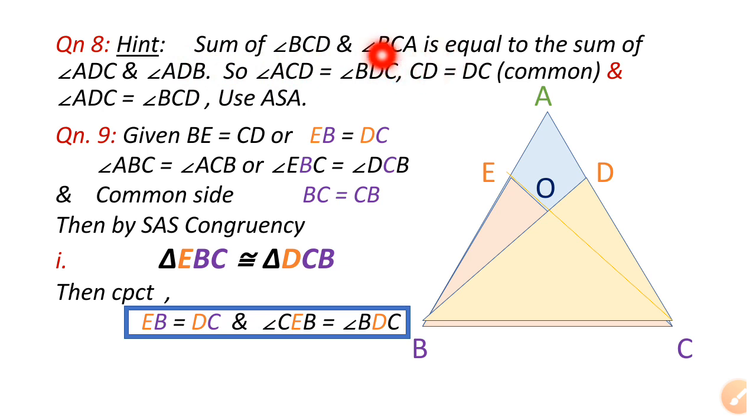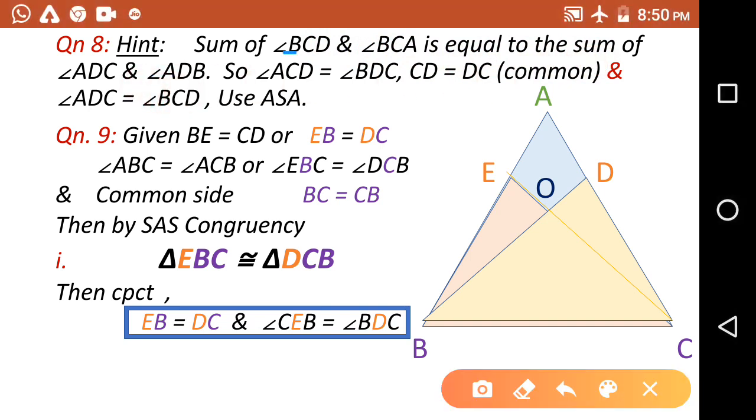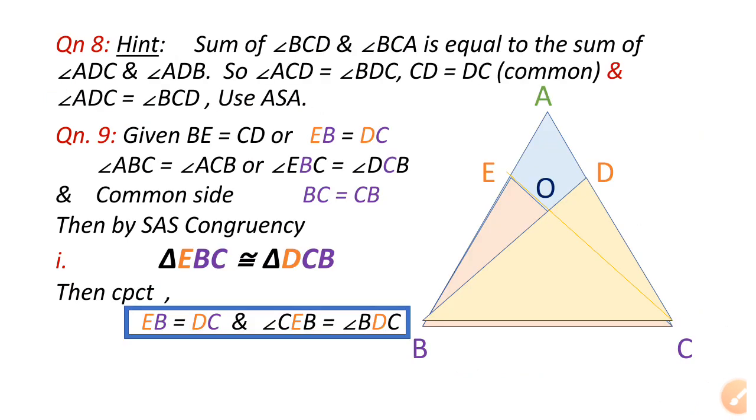The sum of these two angles BCD and BCA is equal to the sum of ACD and ADB. This is because BCD is given equal to ACD, and this is given equal to ADB. So when two equals are added, their sums will also be equal. That's why their sums are written here. If you see the figure, you can easily understand.